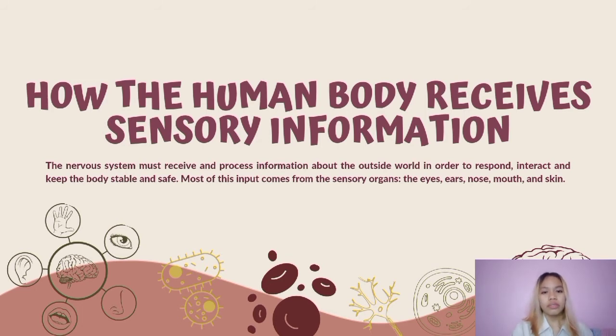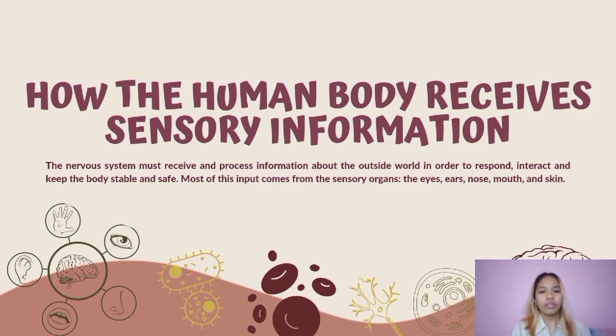The nervous system must receive and process information about the outside world in order to respond, interact, and keep the body stable and safe. Most of this input comes from the sensory organs, the eyes, ears, nose, mouth, and skin. These 5 senses are used to interpret the world around us as we find out or grasp whatever is happening around us. Moreover, the eyes are for the sense of sight, the tongue for taste, the ear for sound, the skin for touch, and the nose for smell.